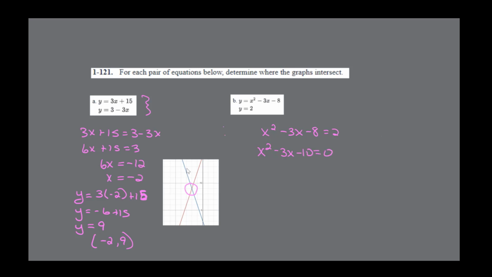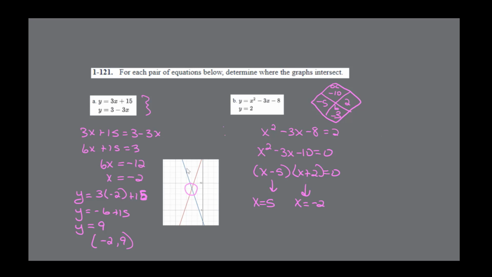So then what I have to do is my little diamond method here. And that's where I'm going to put a times c in the top and b in the bottom, which is -3. So two numbers that multiply to -10 add up to -3. That'd be -5 and 2. So I'm going to have x minus 5 times x plus 2 equals 0, which means x is equal to 5 and x is equal to -2.